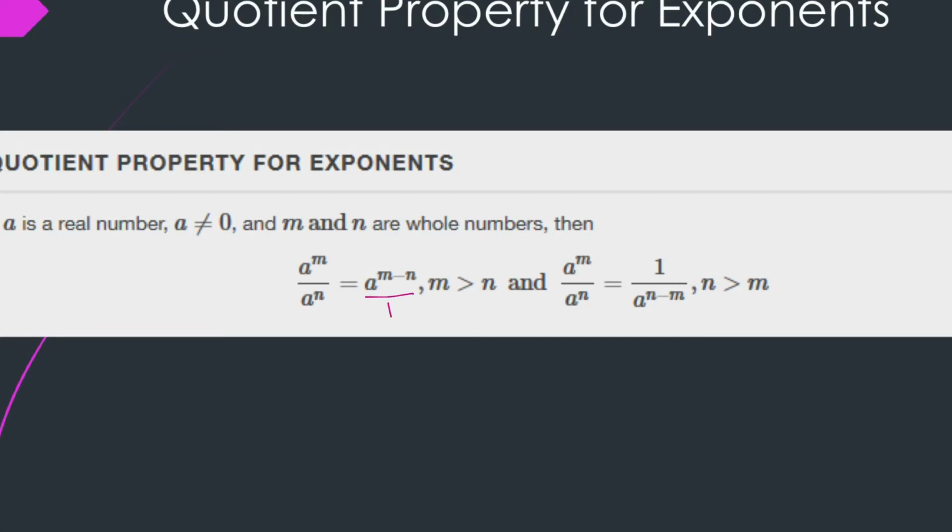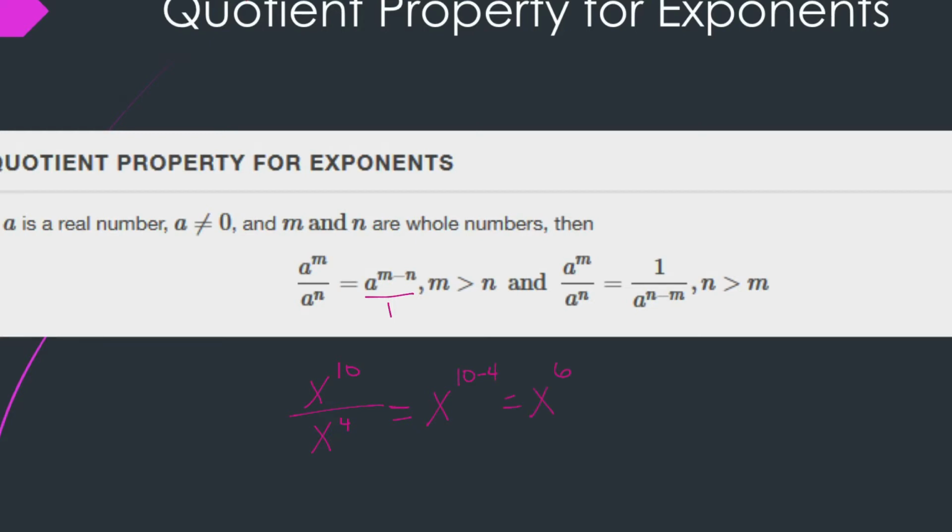All right, now over here, this says that if n is greater than m, that they will stay on bottom and you will still subtract. It's just they stay in the denominator. So let me show you examples of this. All right, so if I have x to the 10th power over x to the 4th power, we get x to the 10 minus 4, which is x to the 6th power.